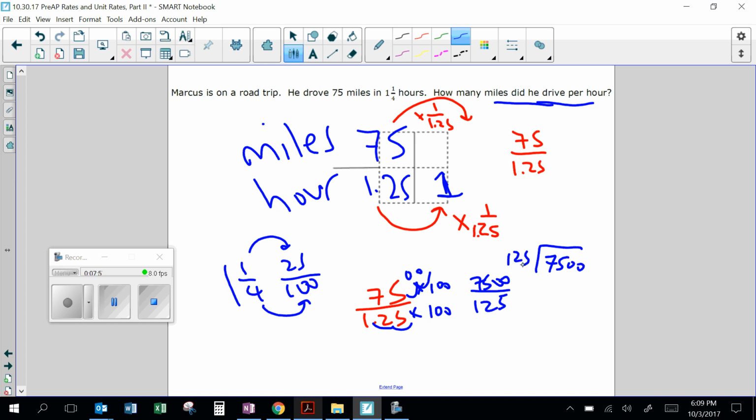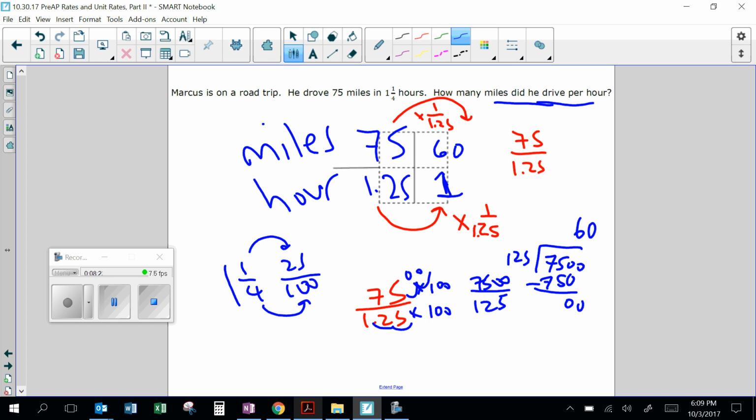How many groups of 125 go into 750? 125, 250, 375, 500, 625, 750. I believe it goes in 6 times. It does. How many 125s go into 0? 0. So 60 miles every hour. Every hour you can go 60 miles.